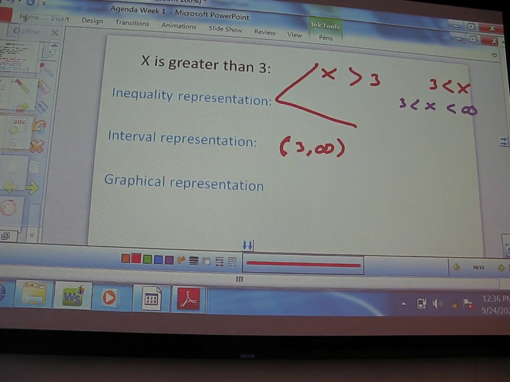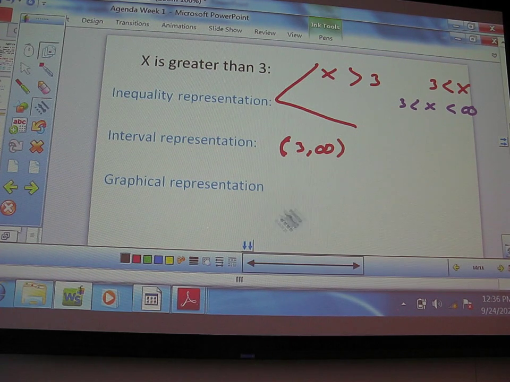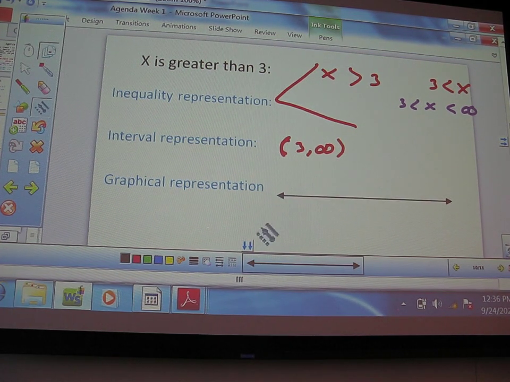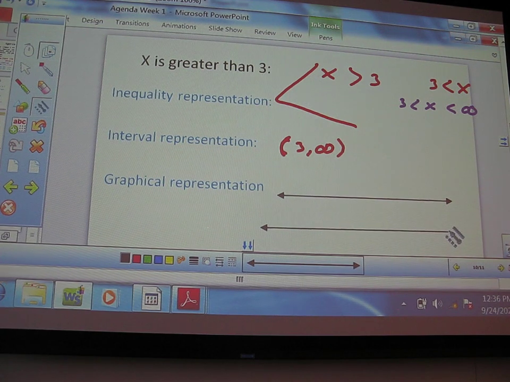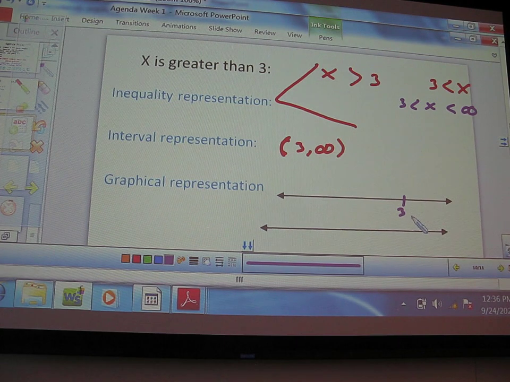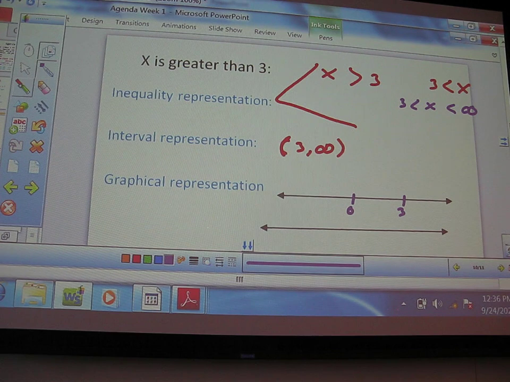Graphical representation. I'll give you those 2 options. So you have to mark in 3, that's what I care about. So I put in my 3. Put in something else to anchor yourself. So I'll put in 0. So 0 should be on the left or the right of 3? Left. Good. So I'm going to be greater than 3.